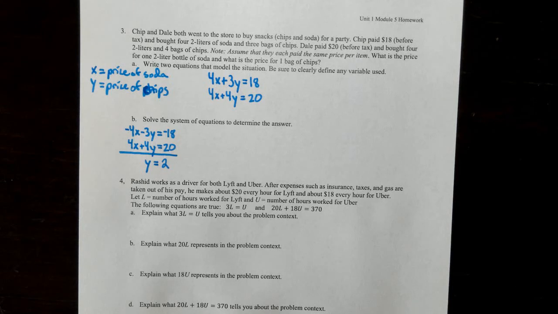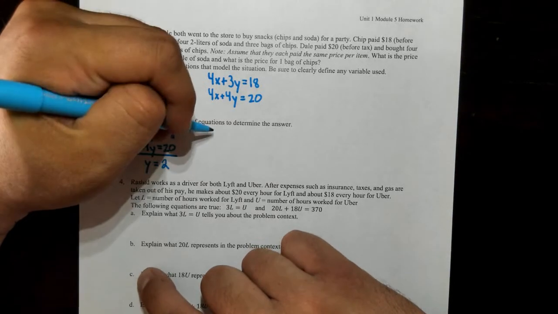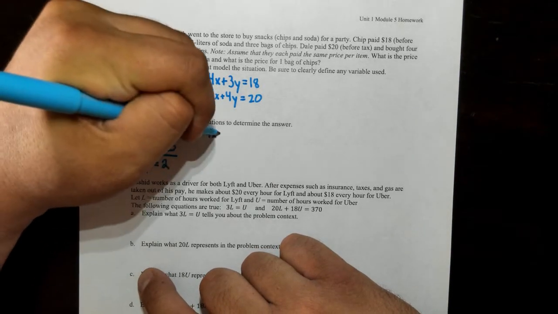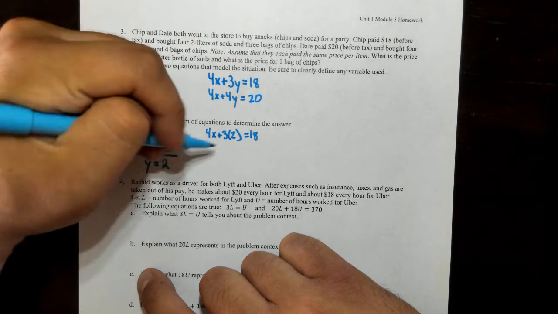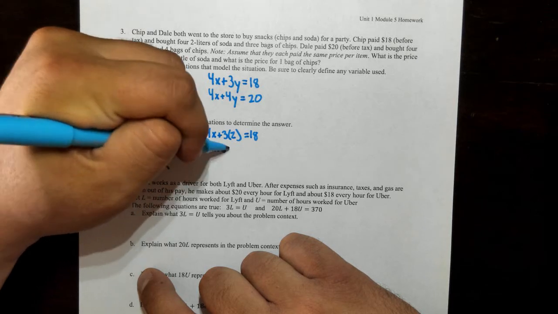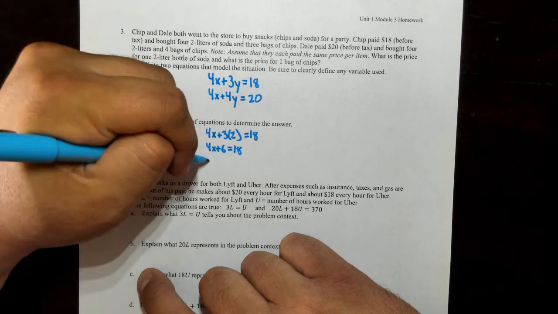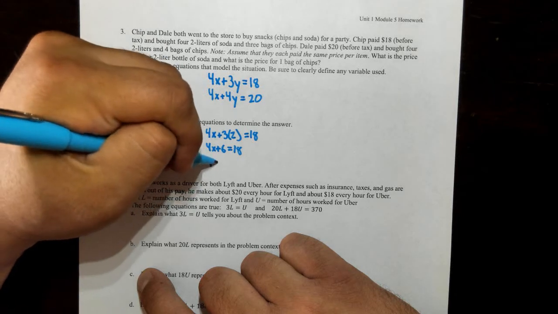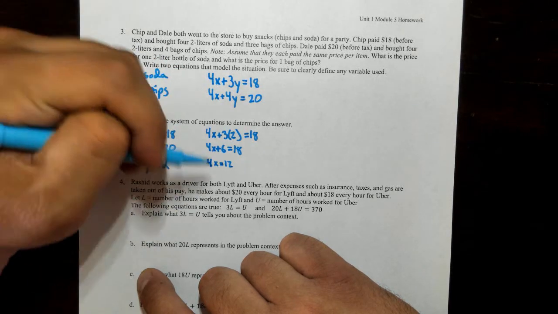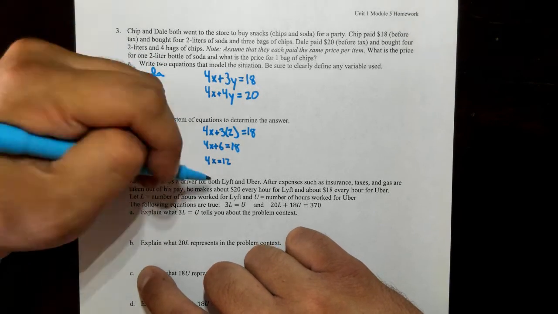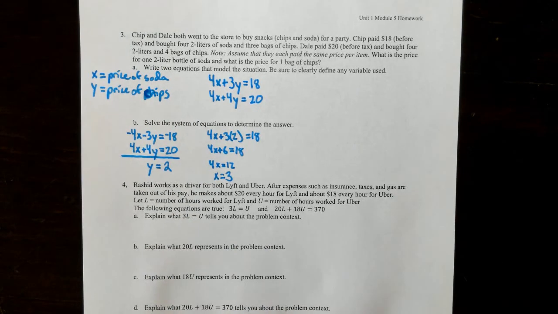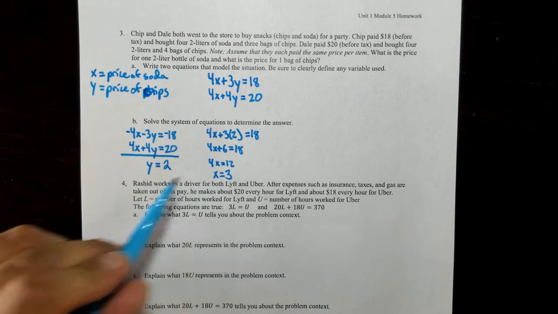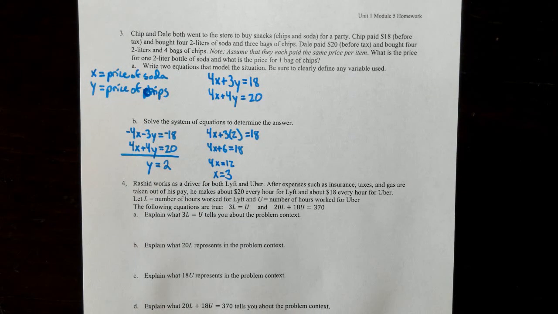Now I can plug it into any of the equations and solve for the price of the soda. I'm just going to use the first one. So 4x plus 3 times 2 equals 18. That's going to be 4x plus 6 equals 18. So 4x, if I subtract the 6 from both sides, 4x is going to equal 12. And then divide both sides by 4, x is going to equal 3. So I know that the price of soda is $3 and the price of chips was $2.